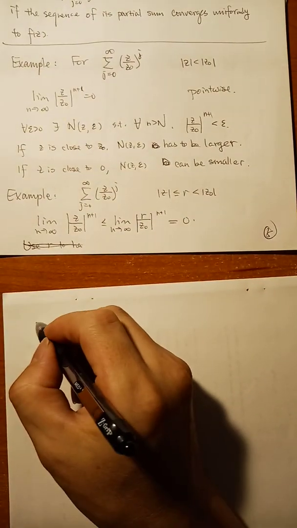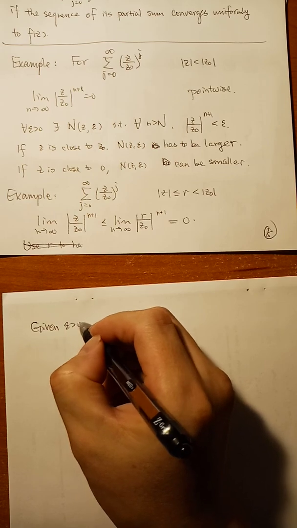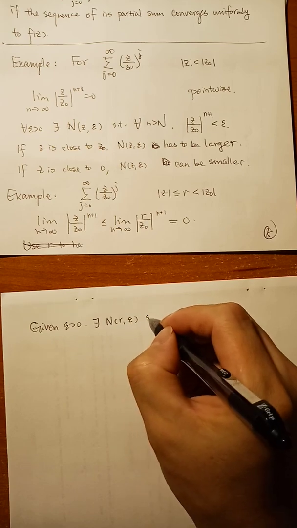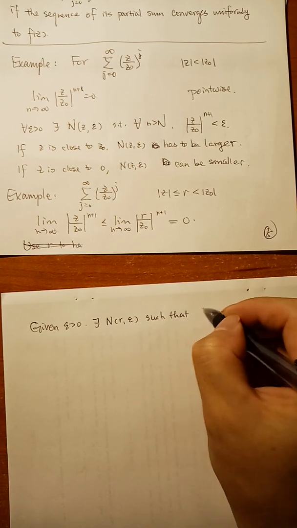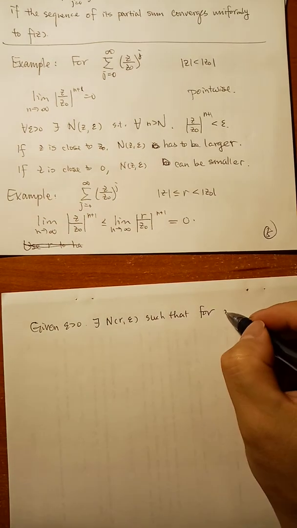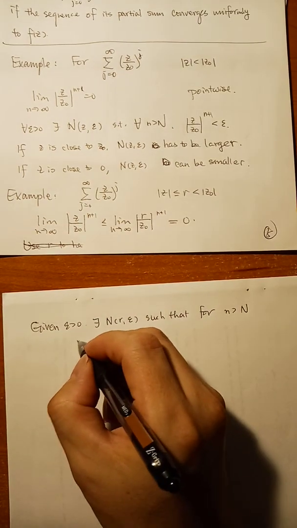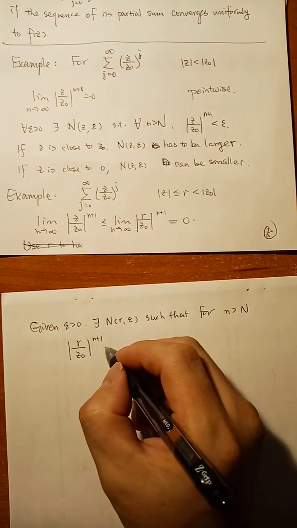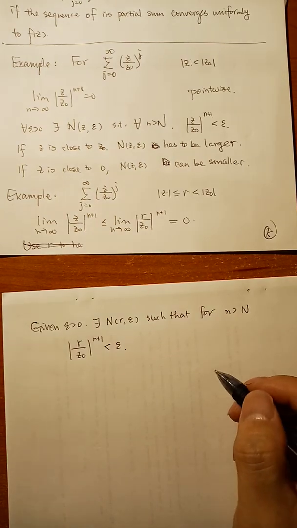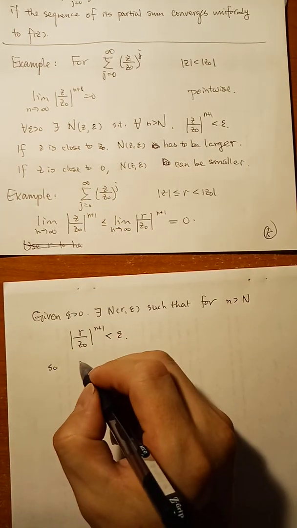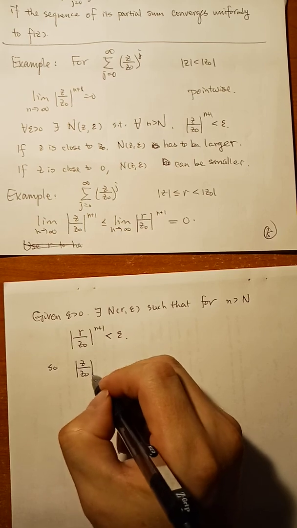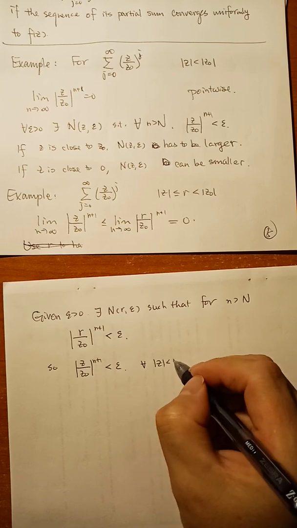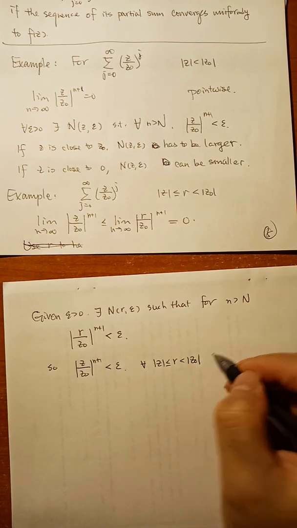Okay, so given epsilon greater than 0, there exists a capital N depending on R, depending on epsilon, such that for n greater than capital N, the absolute value of R over Z0 to the power n plus 1 is less than epsilon. Okay, it is less than epsilon. So Z over Z0 to the n plus 1 is also less than epsilon for all absolute value of Z less than or equal to R, which is less than absolute value of Z0.